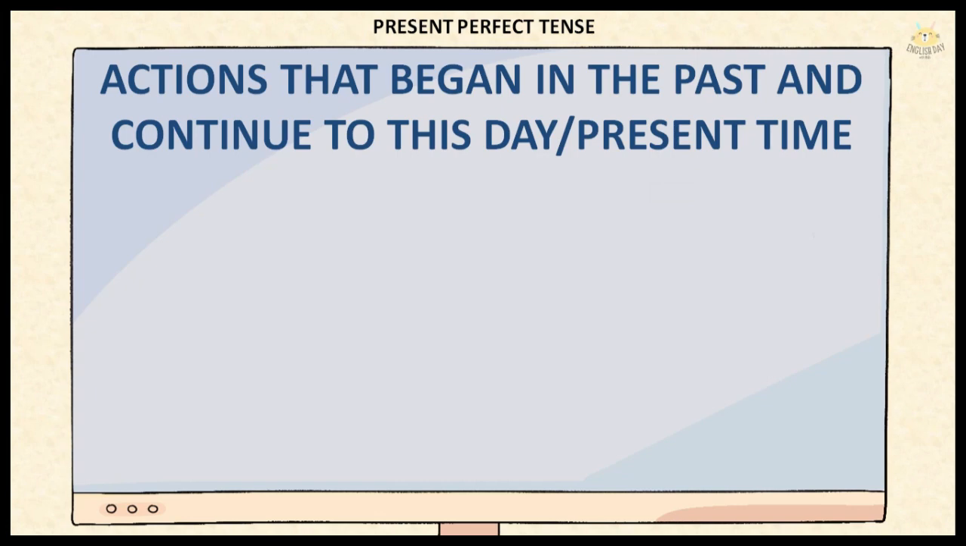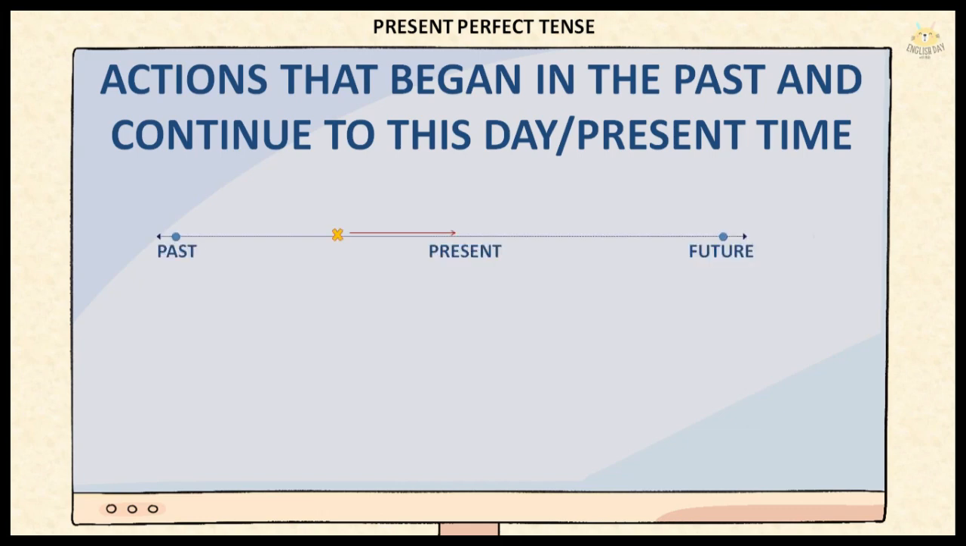So when do we use this tense? We can use this tense to show connection between actions that began in the past and continue to this day or present time. We normally use the time expressions since and for, and it is typically used with stative verbs. However, in some cases, we can use this especially if we use the verbs live, work, and study. Let's have an example.